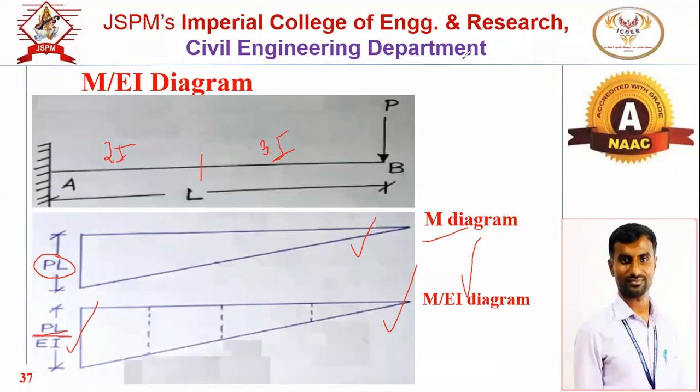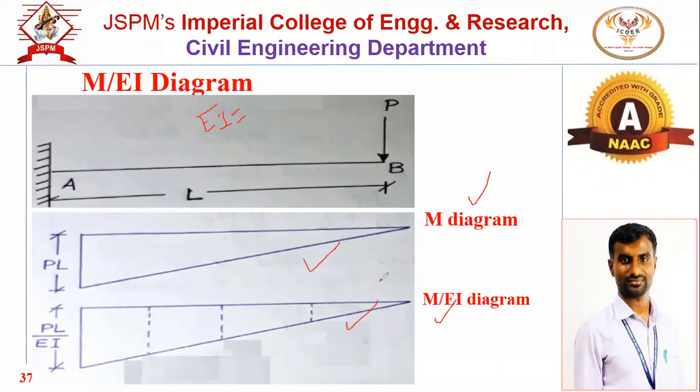Okay, so if EI is constant, remember, if EI is constant, then both diagrams, your BMD and M by EI diagram, will have the same nature. It will have the same figure. So the value of bending moment will be PL by EI. This will be a triangle, this will be a triangle.